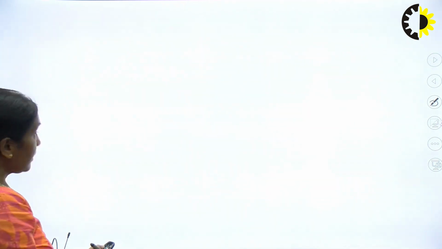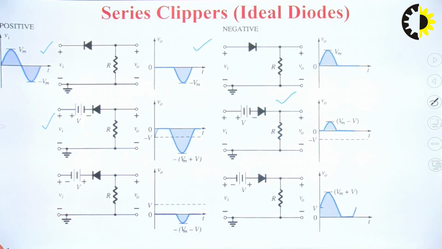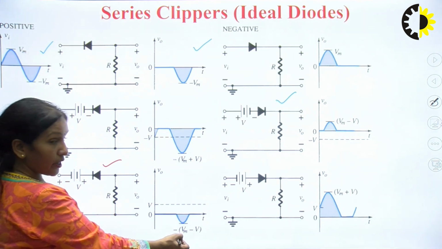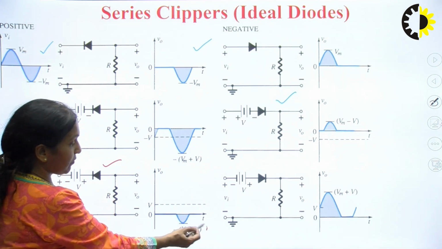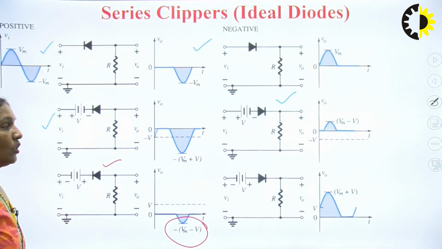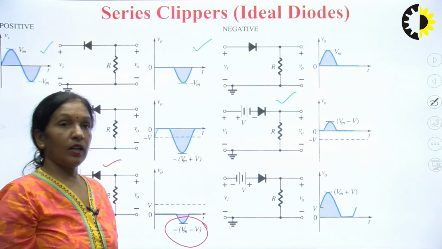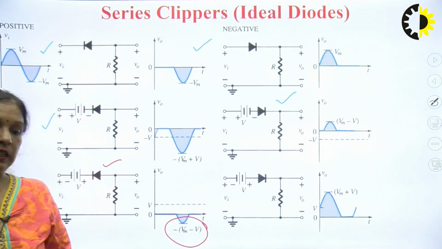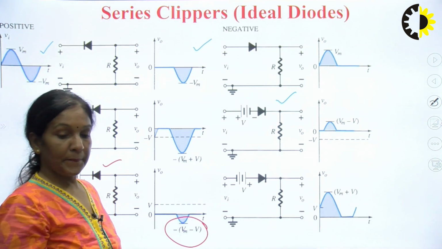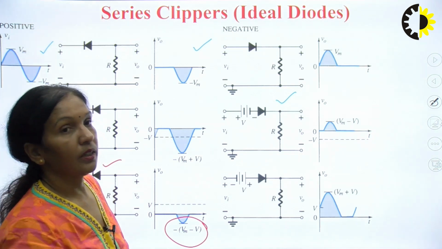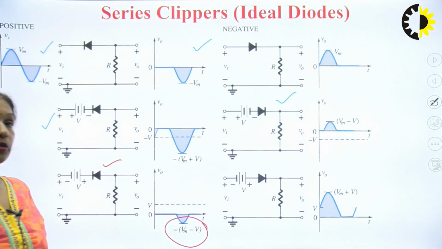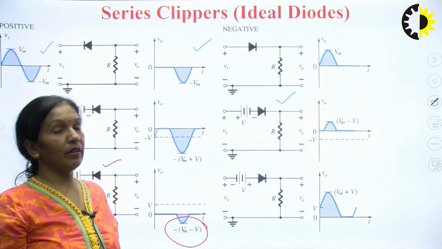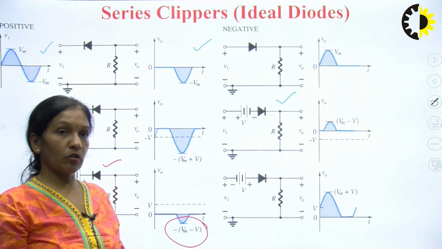So here you can see in this circuit we get the same output, that is minus of Vm minus V, as we have discussed just now. So, this is how we can find out the various outputs of the clipper circuits. So, this completes one complex topic. I would like you to solve the various problems, and if you get any kind of doubts, then we can discuss in the live classrooms also. Thank you.